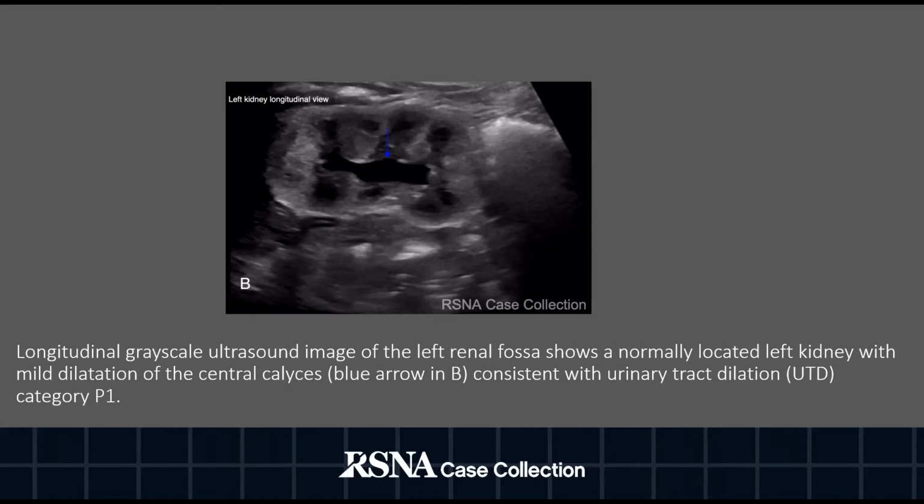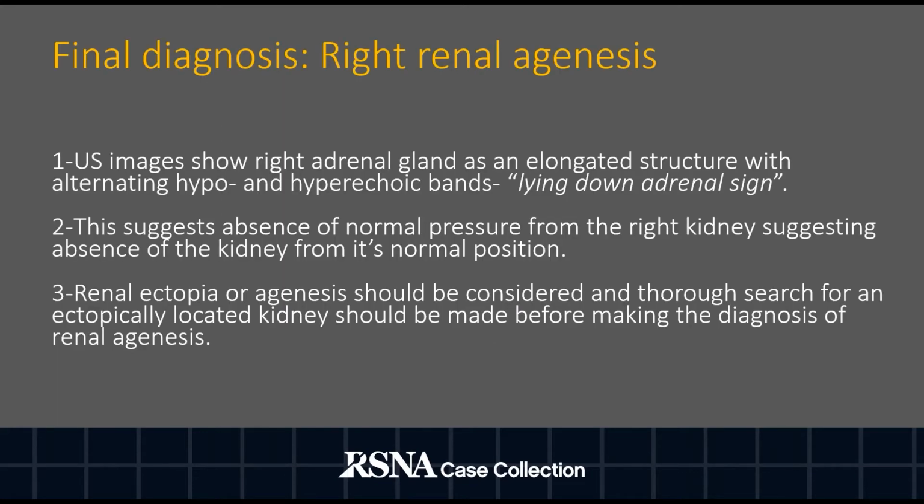Longitudinal grayscale ultrasound image of the left renal fossa shows a normally located left kidney. Mild dilatation of the central calyces of the left kidney is shown, consistent with urinary tract dilatation category P1. Final diagnosis is right renal agenesis.